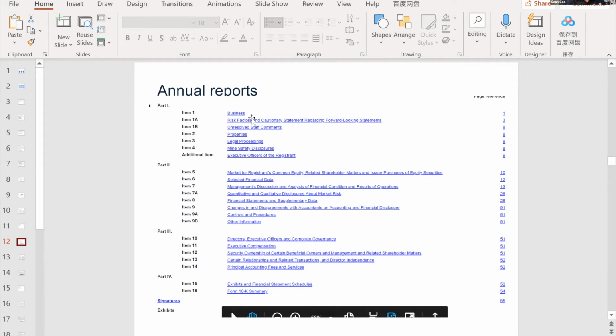So this is for item 1. The main purpose is business description and the product description. And that's the main purpose. But firms also describe some other things, customers and stuff. That's item 1.